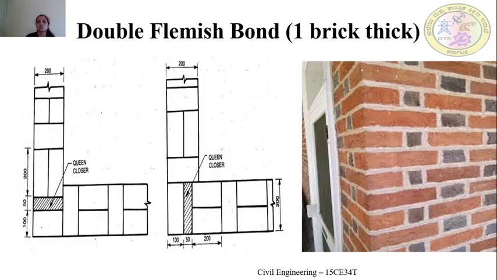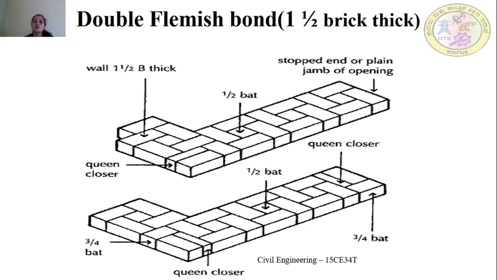And this was the one brick thick figure. And in the next slide we will discuss about the 1.5 brick thick. In 1.5 brick thick, the same procedure remains same. Like in each course, stretcher will be there and header will be there. But like I said in the previous slides, we are utilizing the queen closure for breaking the verticality, as well as here we are using the half bat also.